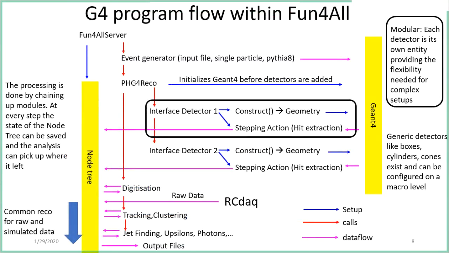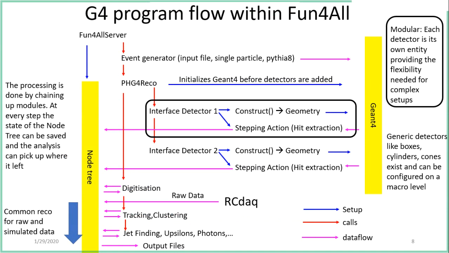Now coming to the program flow. On the left side, you've got Fun4All. On top, you've got the Fun4All server, and in yellow, the node tree, which contains our data objects. And on the right side, you've got the Geant 4 world. So again, they are totally disconnected. They don't talk to each other.